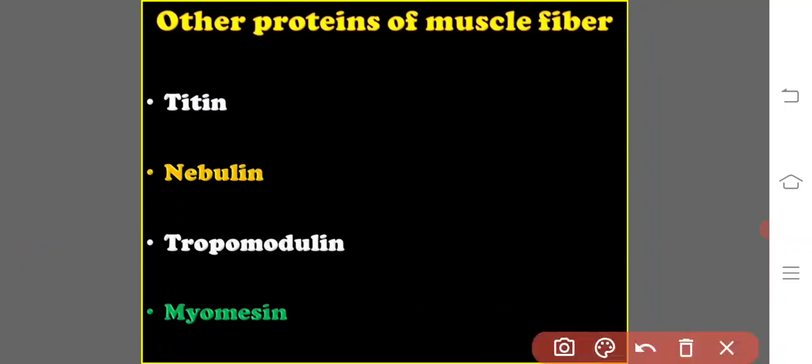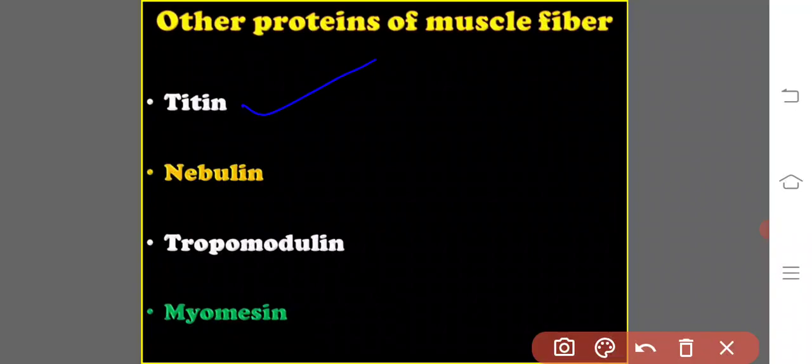Titin is the third most plentiful protein in skeletal muscle after actin and myosin. This molecule's name reflects its huge size, with a molecular mass of about 3 million daltons. Titin is 50 times larger than an average sized protein. Each titin molecule spans the sarcomere from a Z disc to an M line, a distance of 1 to 1.2 micrometers in relaxed muscle.